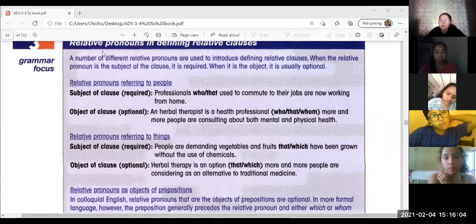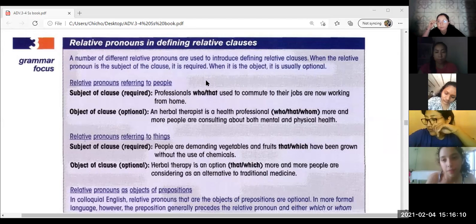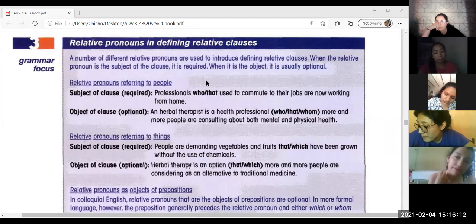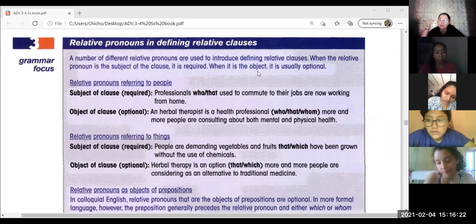Okay, very good. So you have the same explanation here. You can underline or circle or do whatever is necessary for you to understand this. When it is the subject, it is required. We need it, we cannot erase it.